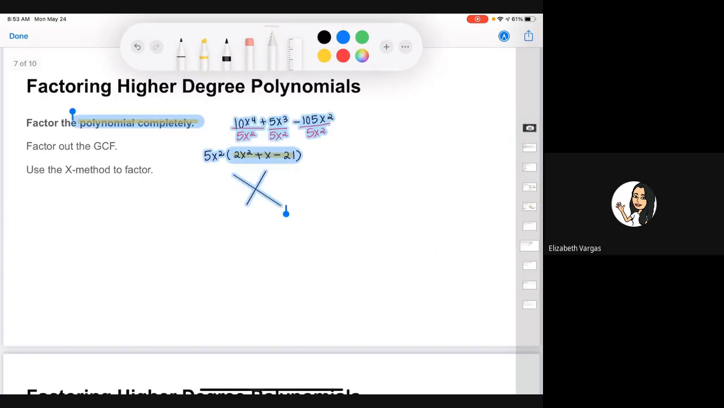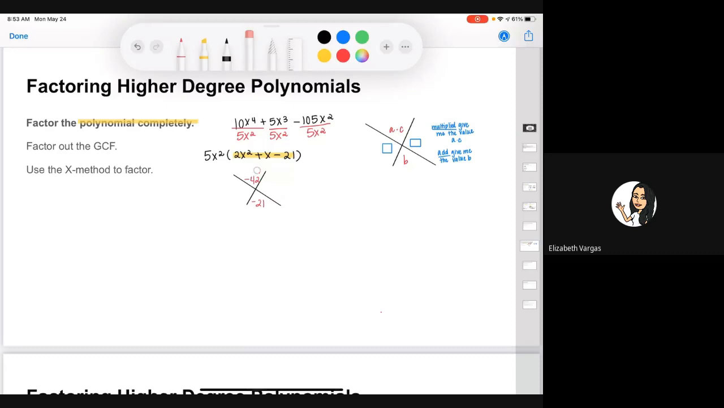This was our x method. So what it does is multiply together a times c. So 2 times negative 21 is equal to negative 42. Now b is negative 21.